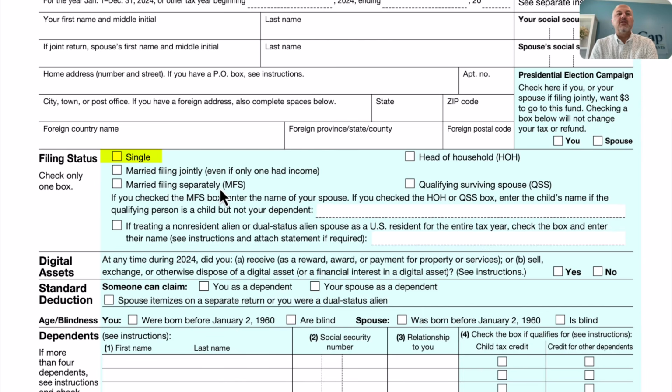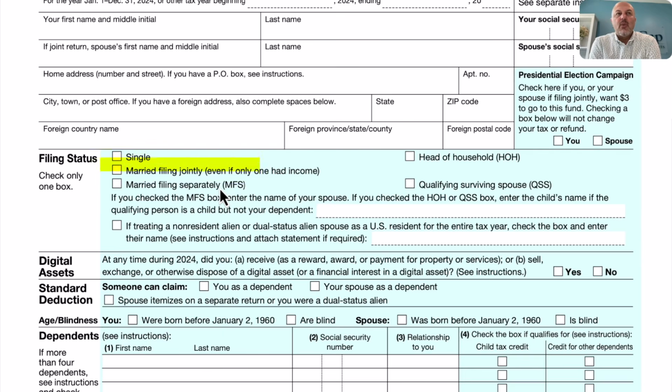It's also important to note that the single filing status is the least generous filing status after married filing separately because it has fewer tax deductions and the tax brackets are narrower. So it bumps you up into the next higher tax bracket faster than if you were doing married filing jointly or another filing status.